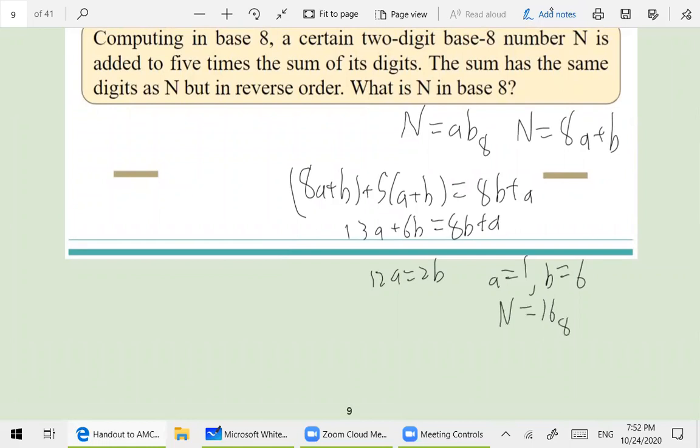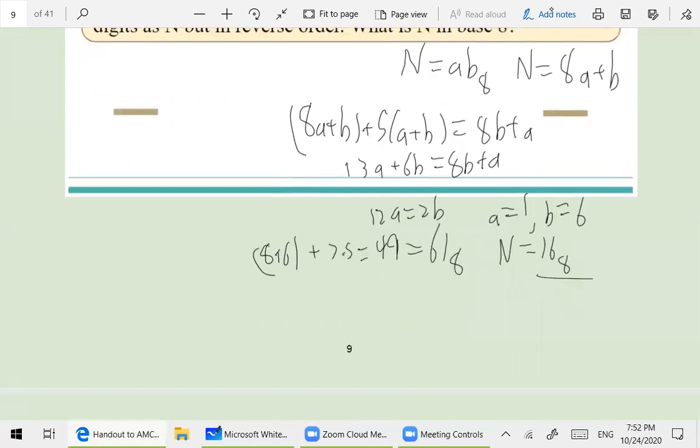And if you check this, 16 base 8 is 8 plus 6, which is 14. 7 times 5 plus 14... 14 plus 5 times 7 equals 49, which is 61 base 8. So n is 16 base 8.